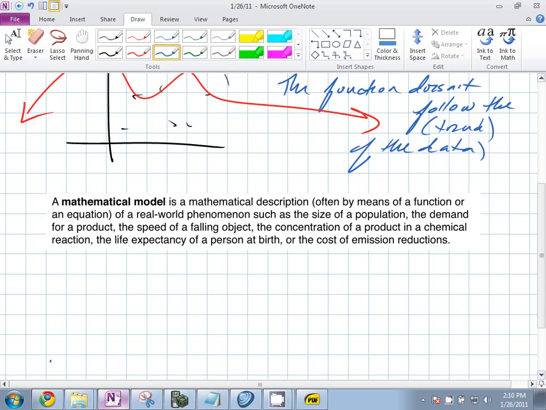So what's the point? Why do we model? Why do we come up with a model for a set of data? Someone raise their hand. I want a sentence other than a noun. Just give me a sentence. Yeah? To predict the future. I like that.